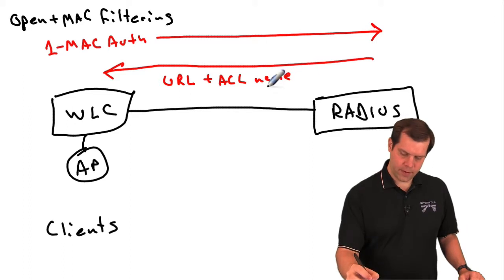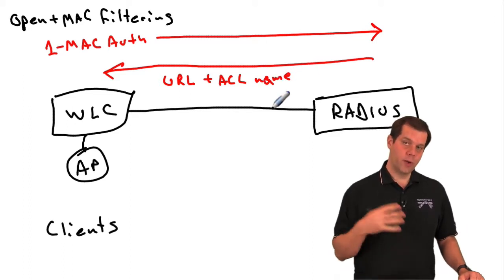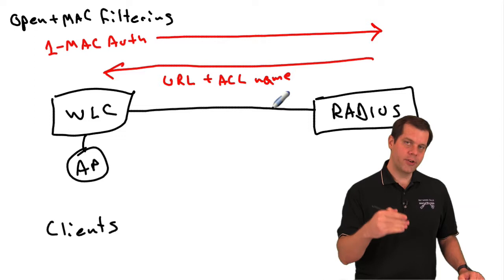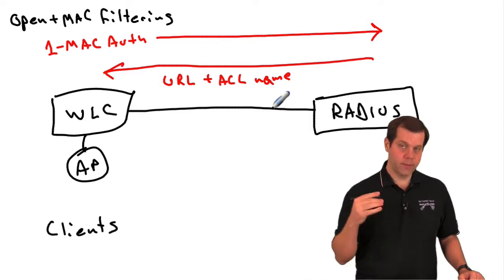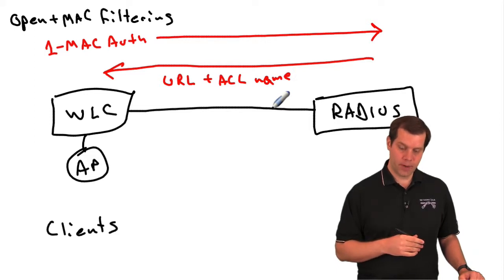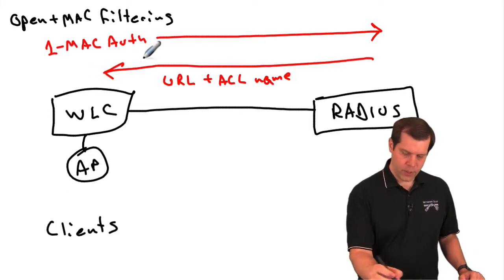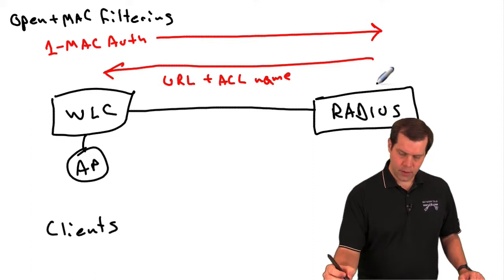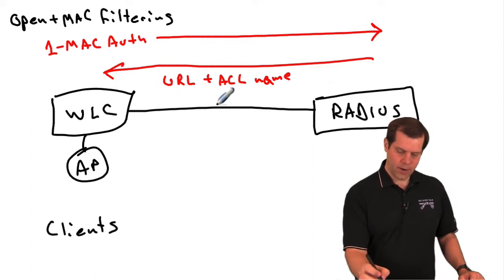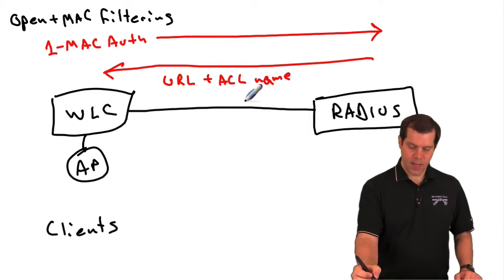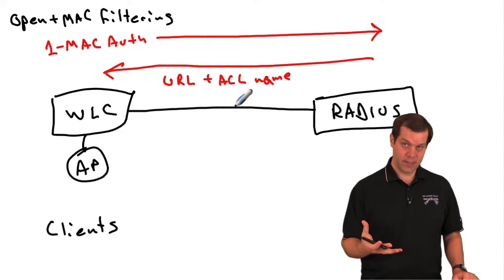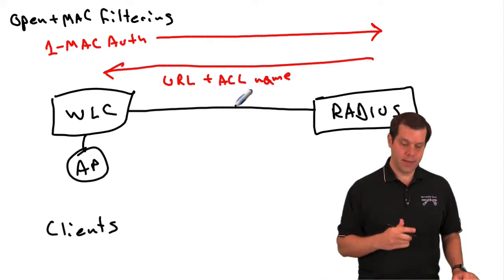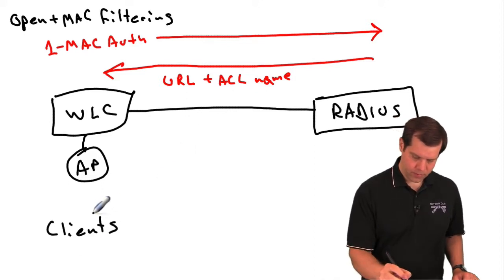So two important pieces of information: a URL to redirect the client to, and a redirection ACL name to apply to the client session. This is the completion of the first step of the process. So client connects up. We do a MAC auth check to the Radius server. The Radius server responds with a URL and an ACL name. At this point, the client moves into a central web auth state. The client is then able to pull its IP address.